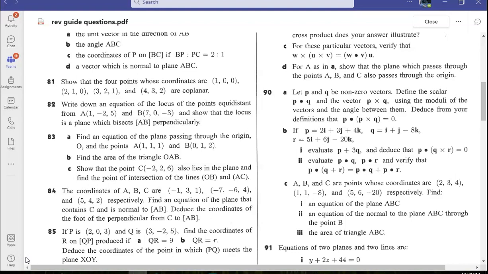Because P crossed with Q is perpendicular to both P and Q, so therefore P or Q dotted with that will be 0 because they are perpendicular. Niall is nodding his head. Correct. Right, so we've got to get that through. Some of us are still not realizing P cross Q is the vector that is going to be perpendicular to P and Q. And then, obviously, the dot product equals 0 when they're perpendicular.